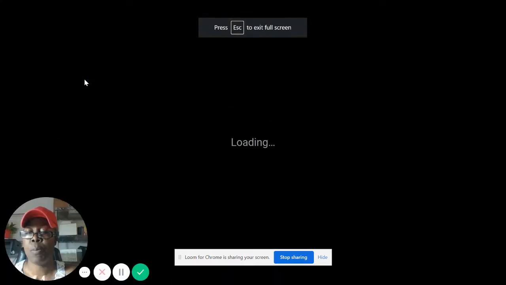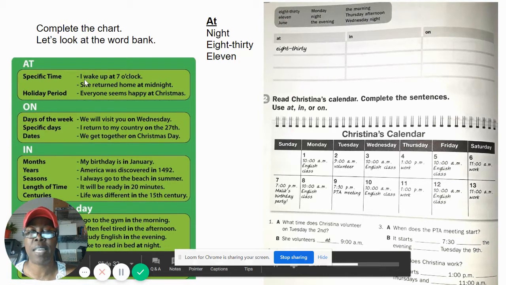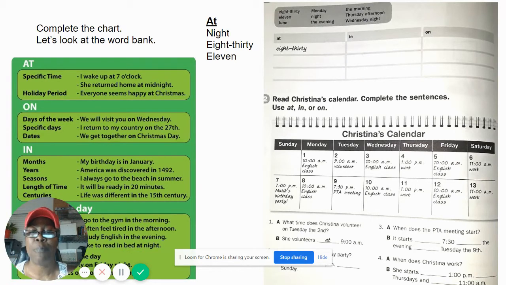All right, so page 70 in the workbook. I actually brought back in this image here just as a reminder of what the rules are for the prepositions of time. As we do the homework, I wanted to have this chart available for us to look at as we go over it.